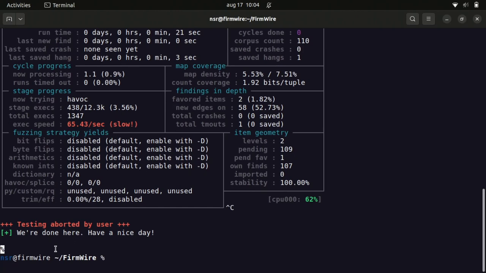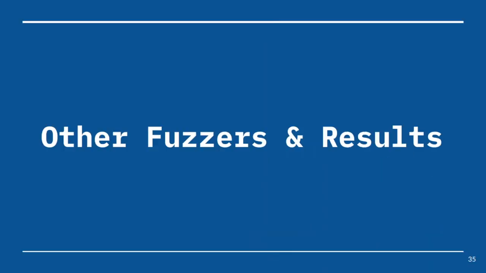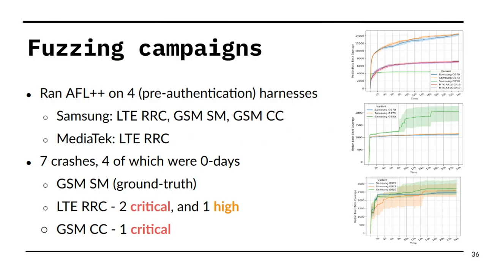So fuzzing works, woo! And then if you leave this guy running for a short while, actually, you can also find crashes. So this CC task found one critical bug that was 0-day at the time.